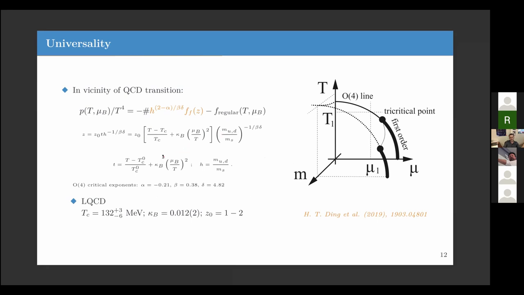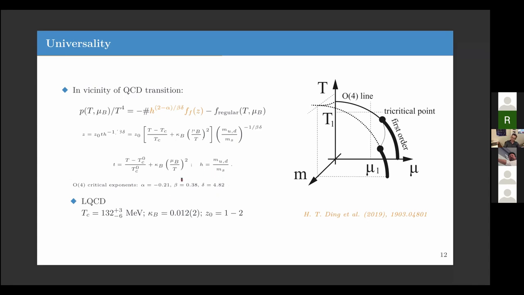And there are a few non-universal parameters, for example, z0. Tc is also a non-universal parameter. The curvature of the phase transition is a non-universal parameter. Additionally, there might be higher order corrections to this expansion, as discussed in the previous talk. I neglect them because at least in terms of the baryon chemical potential, they're small. Okay, so there are a few universal parameters which enter into this definition. These are the critical exponents beta, delta, and also alpha, the specific heat critical exponent, entering into this equation.